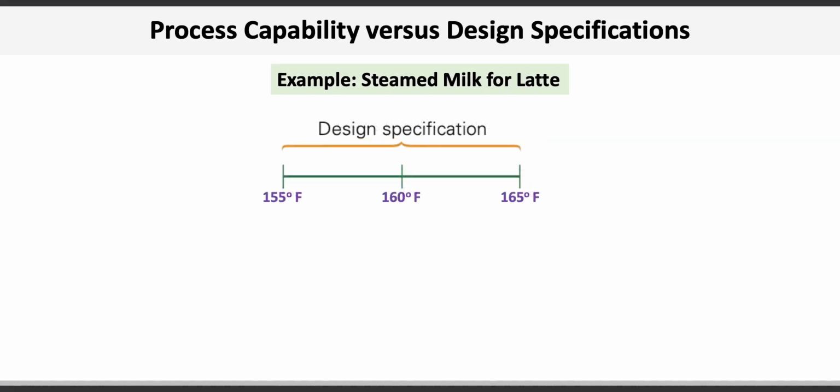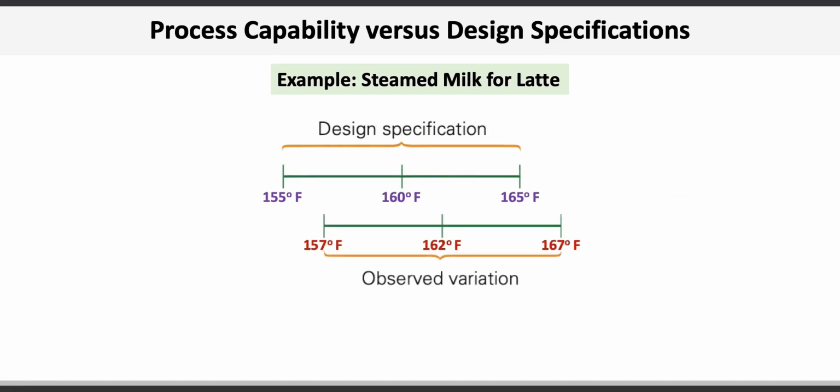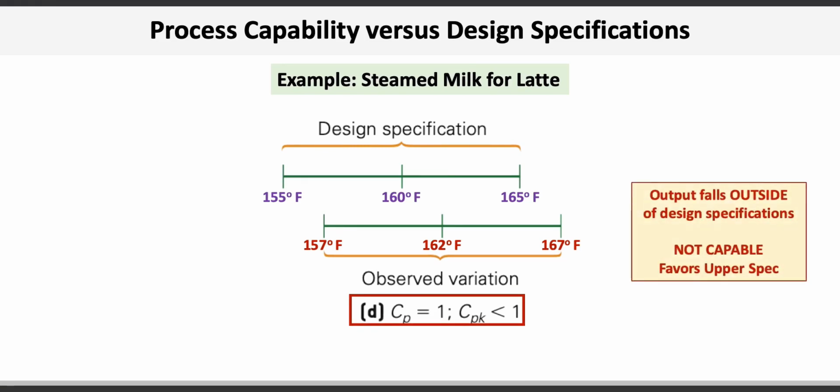Finally, one last situation. The design specs are the same, but now the data shows the process is steaming milk to between 157 and 167 degrees Fahrenheit with an average of 162 degrees. In this case, the Cp can equal 1 because the range is still 10 degrees, but the Cpk is less than 1 because the process is no longer centered and the output falls outside of the design specifications, and the process actually favors the upper specification, meaning that it's steaming milk to temperatures slightly hotter than the design specifications.